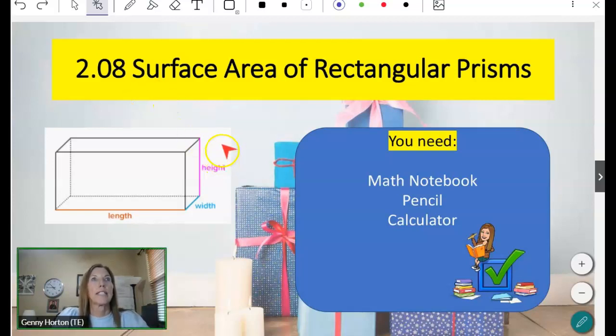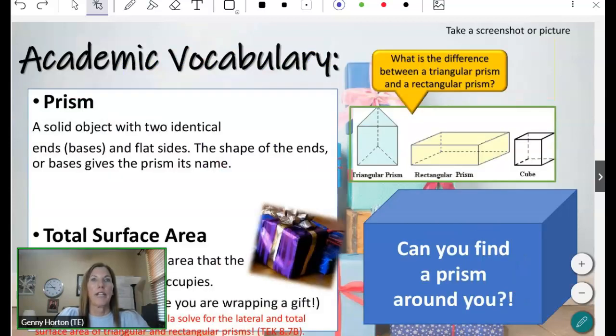I'm going to go over lesson 2.08, surface area of rectangular prisms. You definitely need a math notebook, a pencil, and your calculator because we're going to do one example problem together. You definitely have to have your calculator for that one. All right, let's go ahead and look at what is the surface area of prisms.